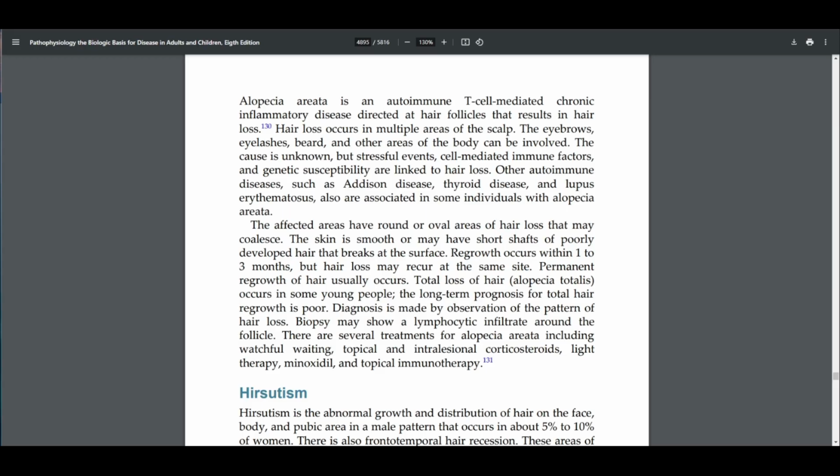Permanent regrowth of hair usually occurs. Total loss of hair occurs in some young people. The long-term prognosis for total hair regrowth is poor. Diagnosis is made by observation of the pattern of hair loss. Biopsy may show a lymphocytic infiltrate around the follicle. There are several treatments for alopecia areata, including watchful waiting, topical and intralesional corticosteroids, light therapy, minoxidil, and topical immunotherapy.